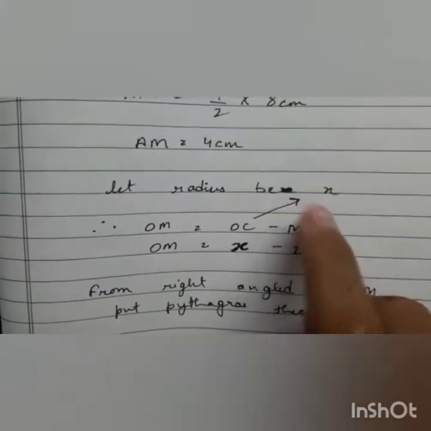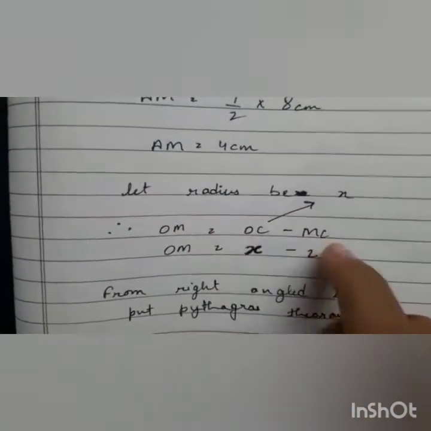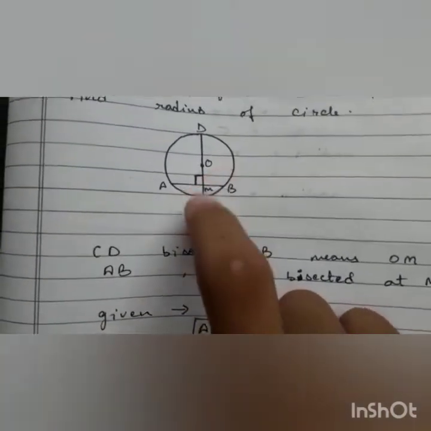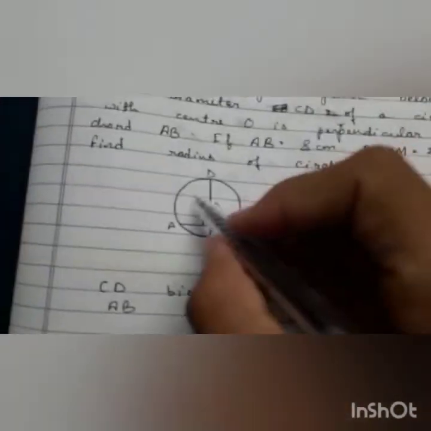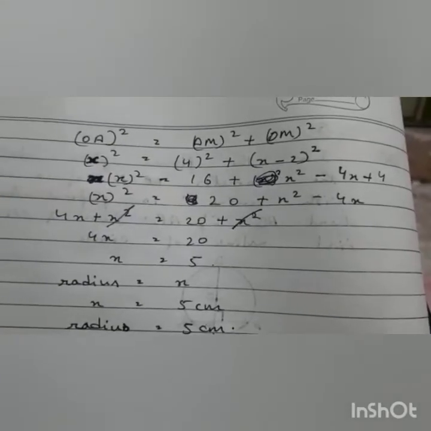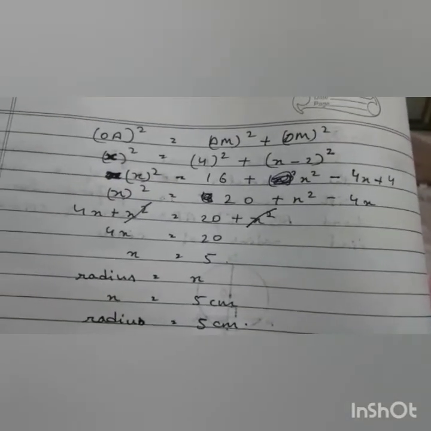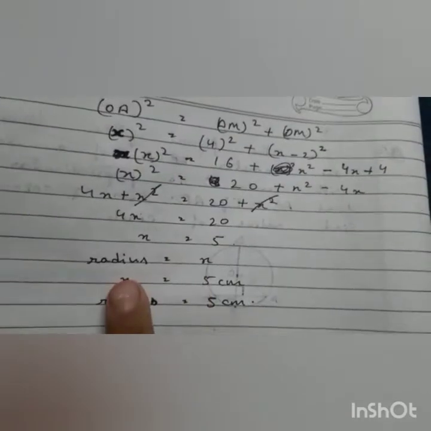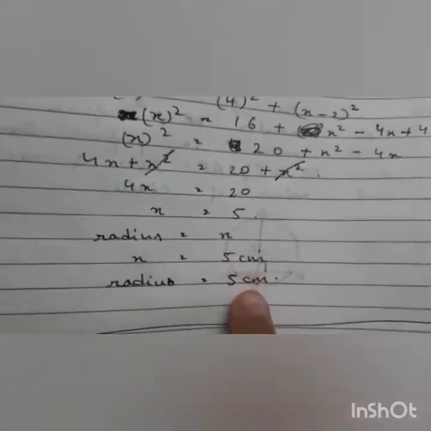Then we will let the radius be X. So OM equals OC minus MC. OM equals X minus 2. So from right angle triangle OAM, this one, we will take it out by Pythagoras theorem. OA square equals AM square plus OM square. So X square equals 4 square plus (X minus 2) whole square. Then we will solve it and X becomes 5. So radius equals X, and X becomes 5 cm. Radius comes 5 cm.